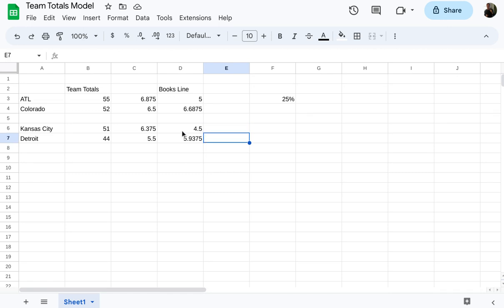So our line is 5.9. Book's line is 4.5. We take the little number, which is 4.5, divided by the big number, and we get the same number. We get 75. So again, minus 1 would be 25% margin on that game as well. So again, very, very simple way to calculate that.